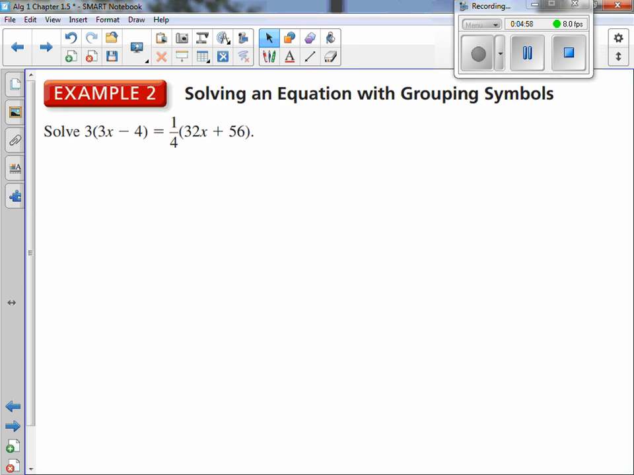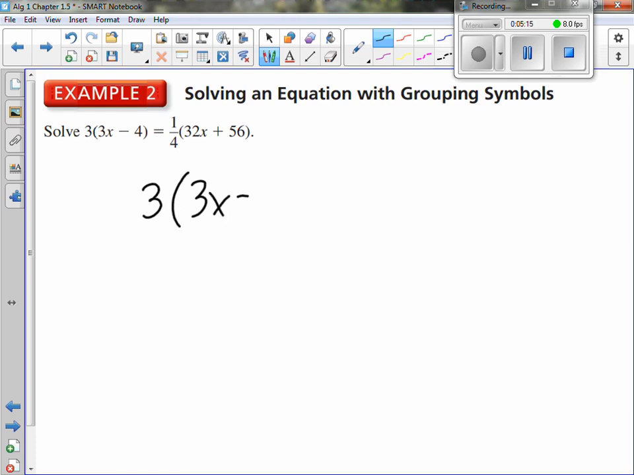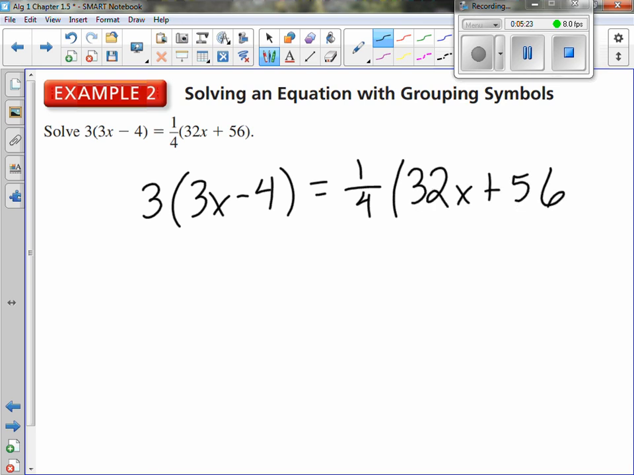Solving an equation with grouping symbols. So now we're bringing in parentheses, our distributive property. What we have to do first to solve this is distribute our numbers. For this left side, I've got to multiply both of these by 3. So I'm going to have 3 times 3x minus 4 times 3.